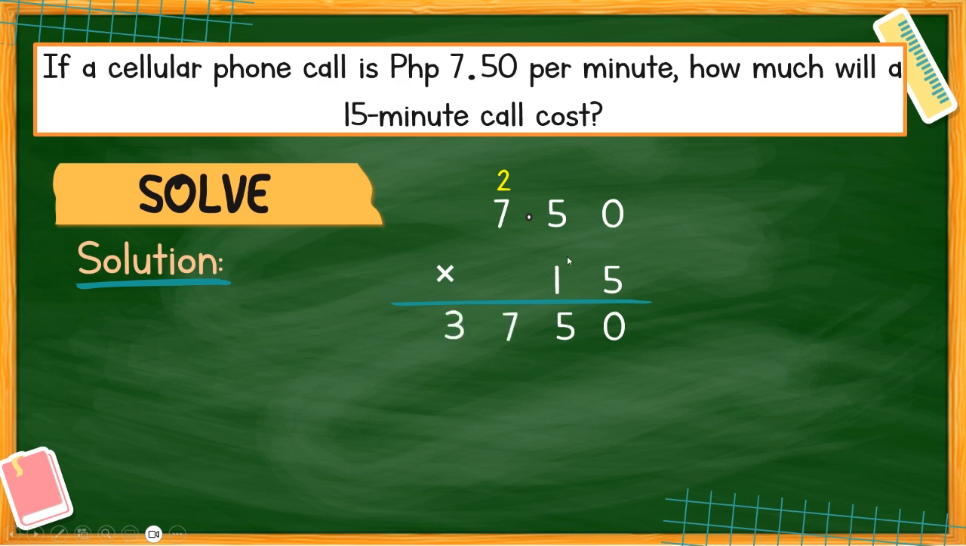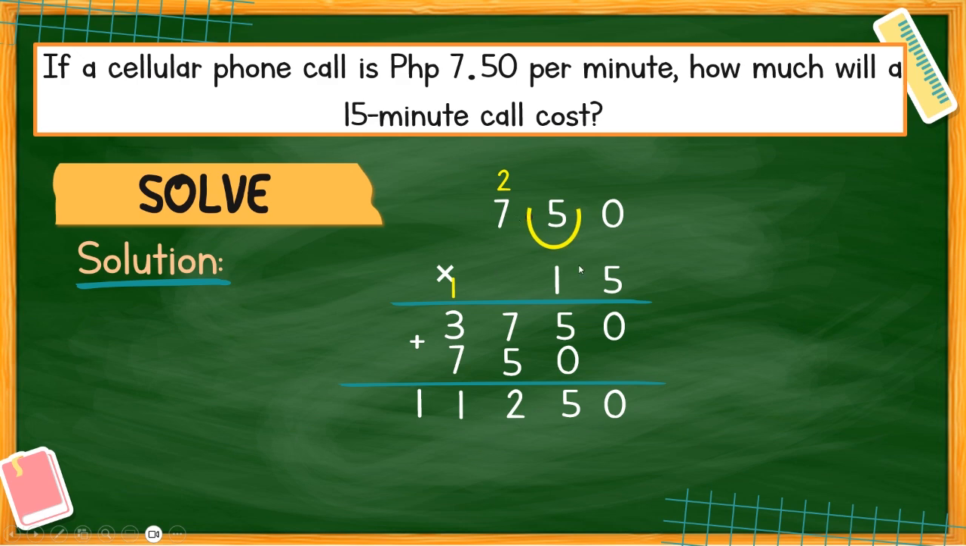And then, let's proceed to multiply by 1. 1 times 0, the answer is 0. 1 times 5, the answer is 5. And 1 times 7, the answer is 7. And then proceed to addition. So, 0. 0 plus 5, the answer is 5. 5 plus 7, the answer is 12. Regroup 1. 1 plus 3 plus 7, the answer is 11.